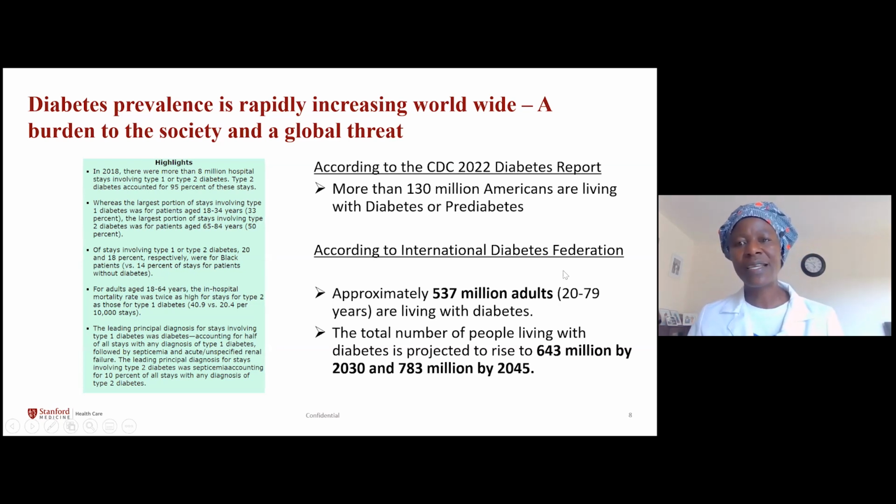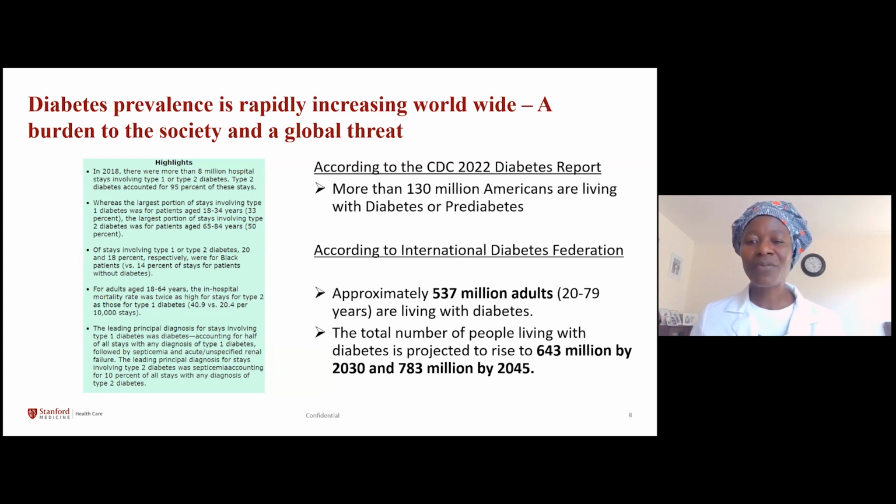According to the CDC in 2022 diabetes report, more than 130 million Americans are living with diabetes or prediabetes. This is up from around 110 million just 2 years ago. According to International Diabetes Federation, approximately 537 million adults aged between 20 and 79 are living with diabetes.